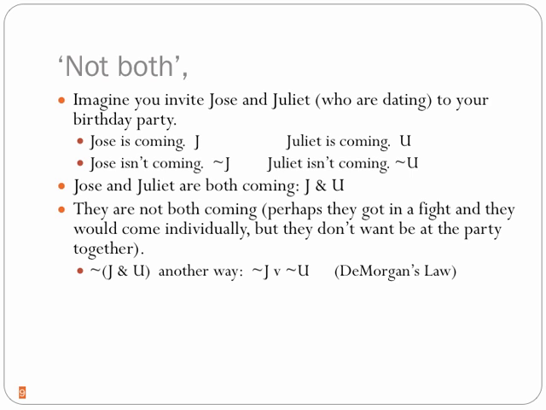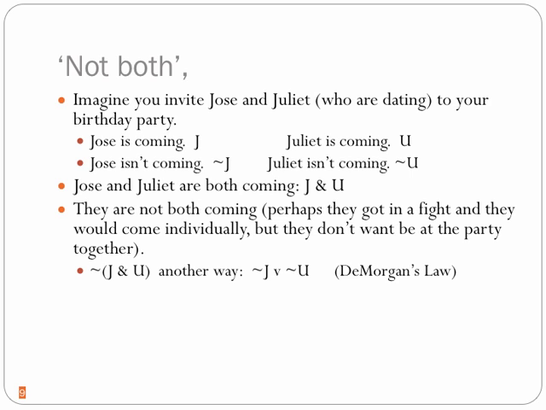Another equally correct way of doing that is what I have here, an or statement. Since you know that they're not both going to come, you know that either Jose is not going to come or Juliet's not going to come. Because they're not both going to come. Right? So that's another way to do it.